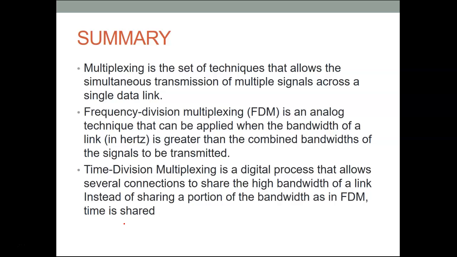So that was all for lecture 5, and we discussed multiplexing. We came to know two methods of multiplexing: frequency division multiplexing, used with analog signals, and time division multiplexing, which is used for digital signals. And we took examples of how to do these multiplexing techniques.